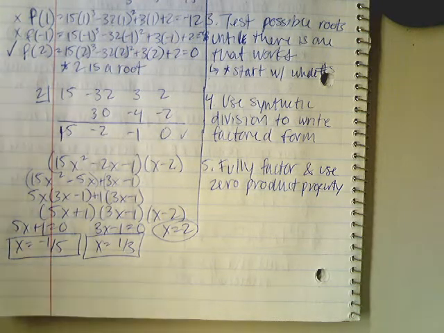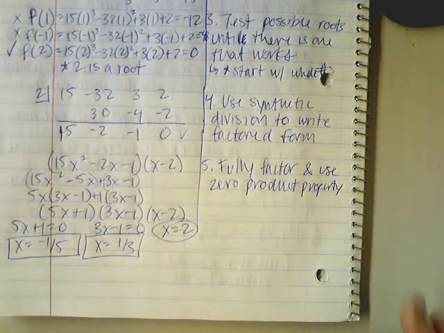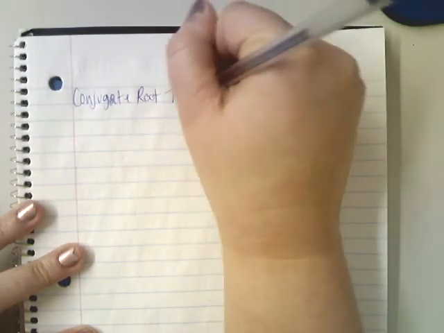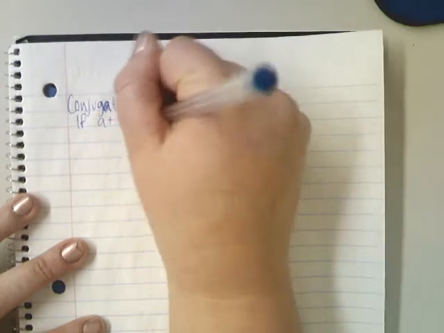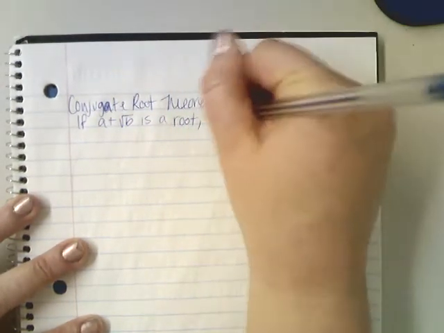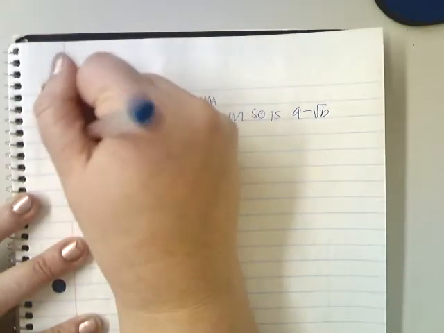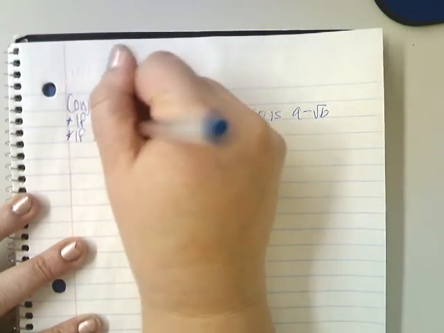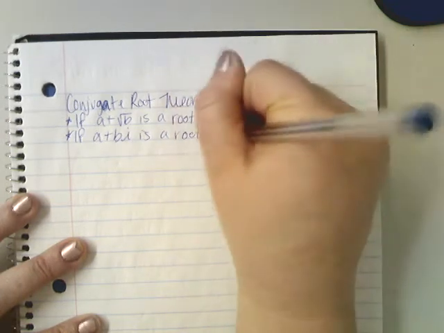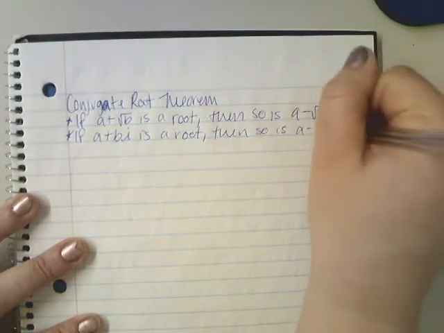The last thing I want to mention super quickly, sorry these notes are a little long, I'm going to flip the page, is the conjugate root theorem. I'm not going to take the time to write the full complicated version of the theorem since these notes are already a little bit long, but all this says is that if a plus root b is a root, then so is a minus root b. And similarly, if a plus bi is a root, then so is a minus bi.